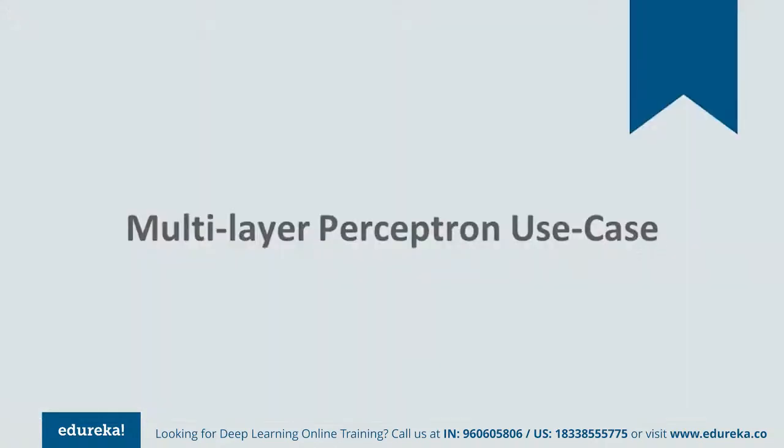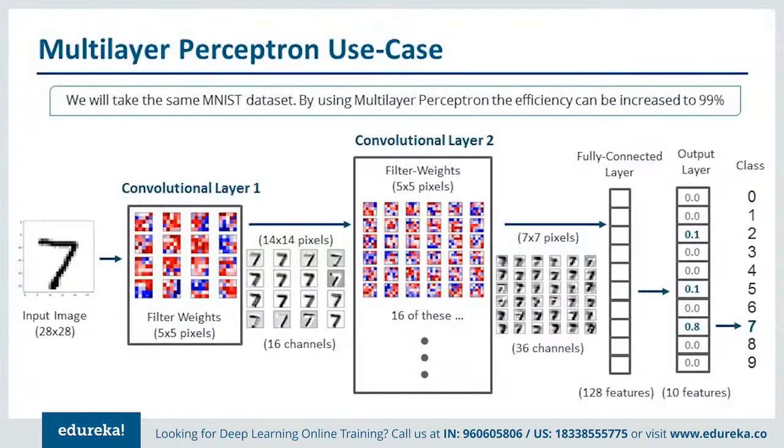Now what I'm going to do is make use of the same MNIST dataset and increase the efficiency from 97 to 99% with the help of multi-layer perceptron. So guys, let us go ahead with that. As I've told you earlier, we are going to use the same MNIST dataset which we used in the single layer perceptron. I'm going to perform a classification using multi-layer convolutional networks.